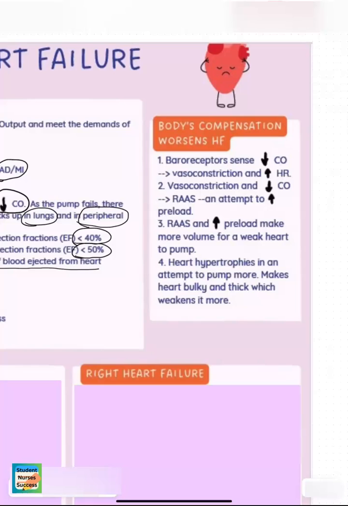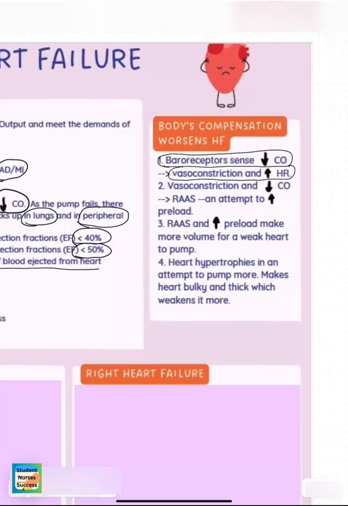What we start to see is the baroreceptors in your body sense volume. That's what tells you to increase volume, or vasoconstrict or vasodilate if necessary. As the baroreceptors sense a decrease in cardiac output, they are less stretched. As they sense this less stretchiness and this decrease in cardiac output, they tell the vessels to vasoconstrict, and they also tell the heart to increase its rate.